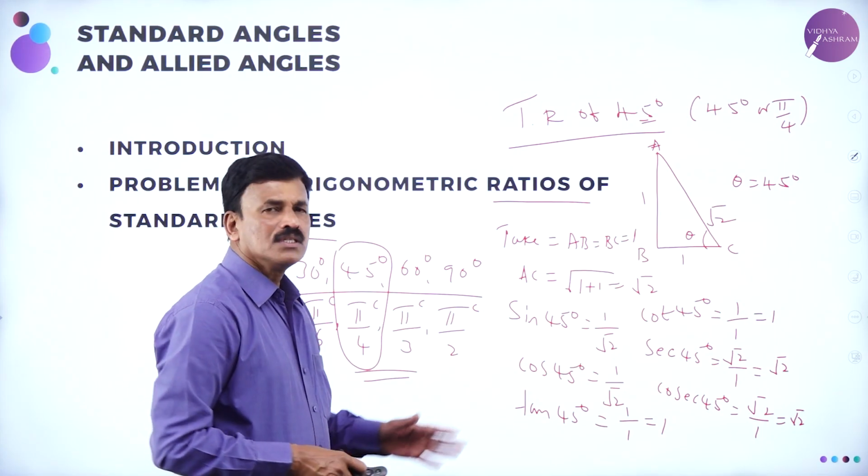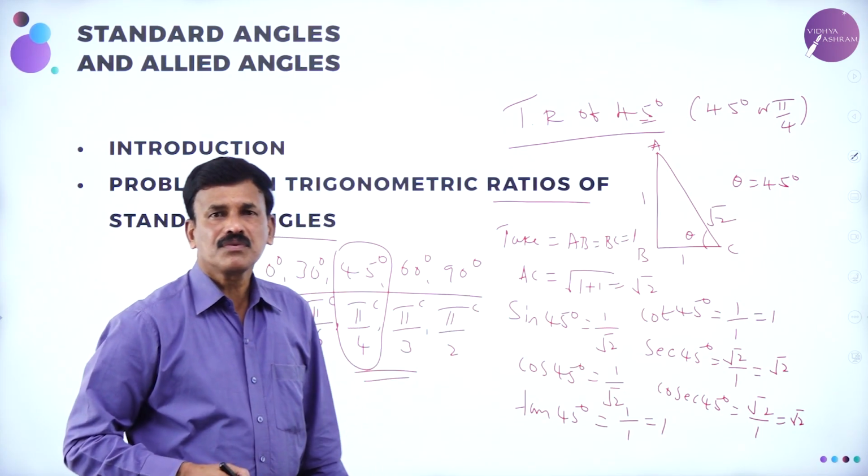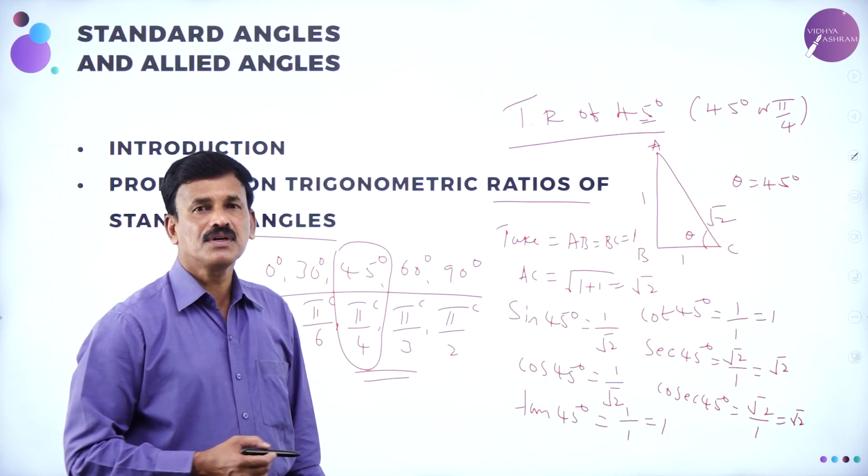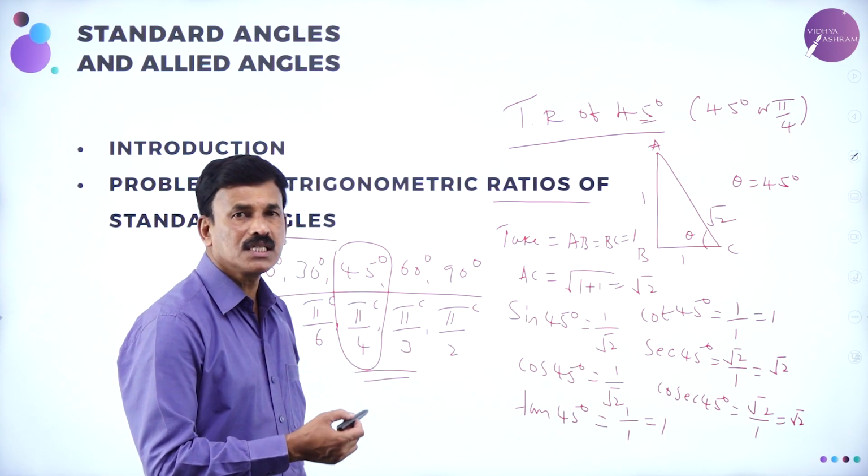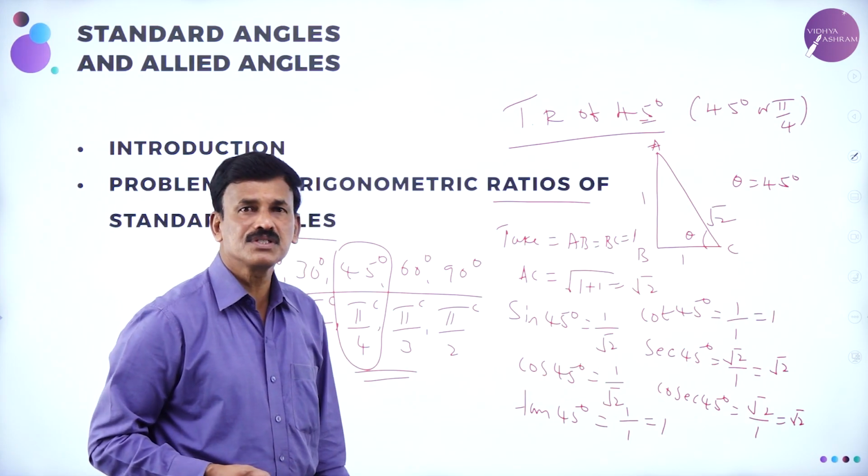So here sin 45 is 1 by root 2, cos 45 is 1 by root 2, tan 45 is 1, cot 45 is equal to 1, secant 45 is root 2 and cosecant 45 is equal to root 2.